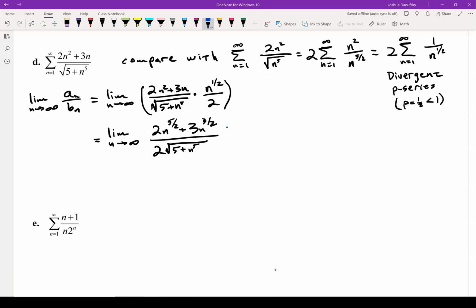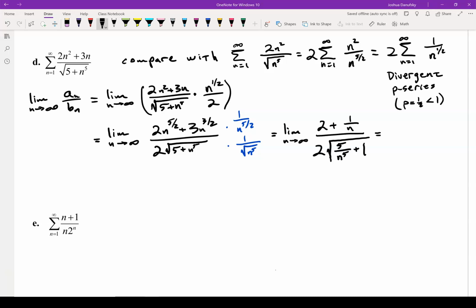Now we'll multiply by 1 over n to the 5 halves on top and bottom, like this. In the numerator, we have 2 plus 1 over n, and in the denominator, we have 2 times the square root of 5 over n to the fifth plus 1.